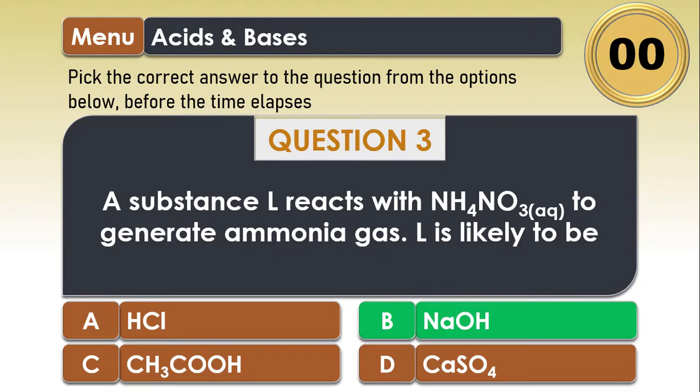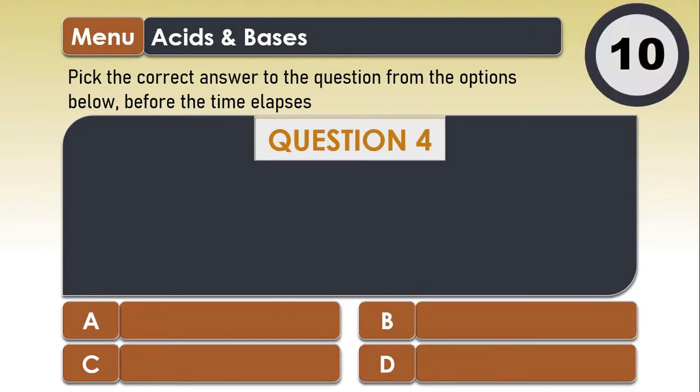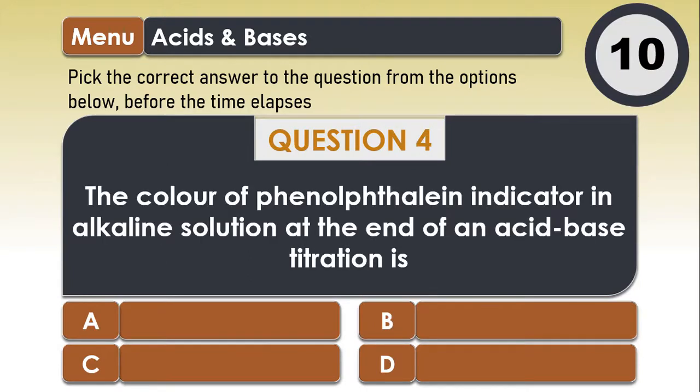If you chose B, sodium hydroxide, you're correct. Question 4. The color of phenolphthalein indicator in alkaline solution at the end of an acid-base titration is A.